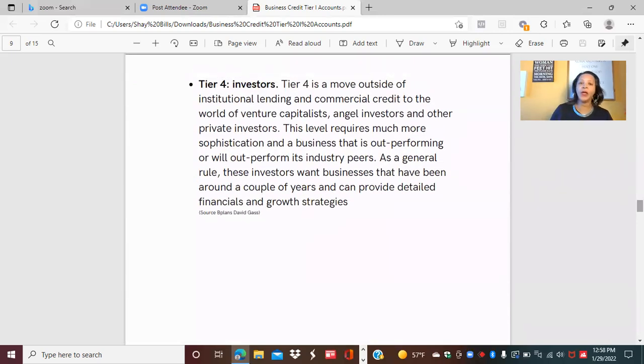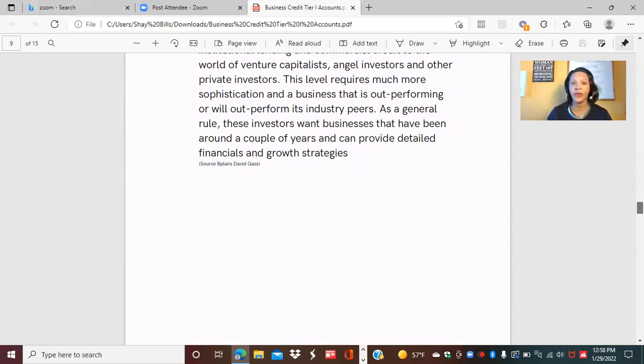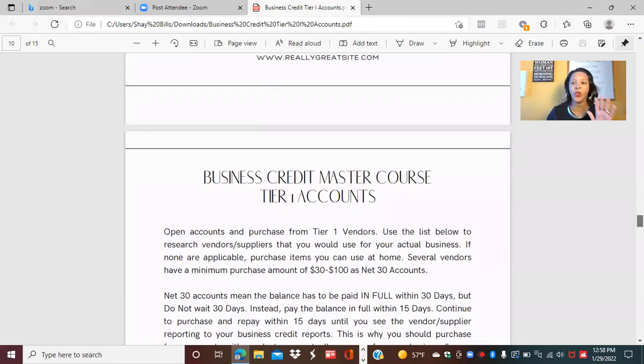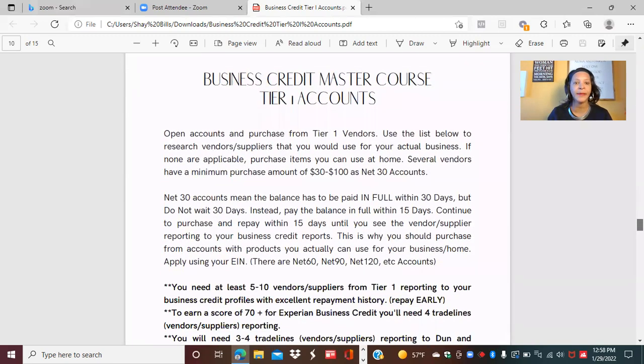And then tier 4 is a move outside of institutional lending and commercial credit to the world of venture capitalists, angel investors, and other private investors. Since we're not going there in this course, we're just going to skip right on over tier 4 investors, but I wanted you to know what that was and what that looks like.